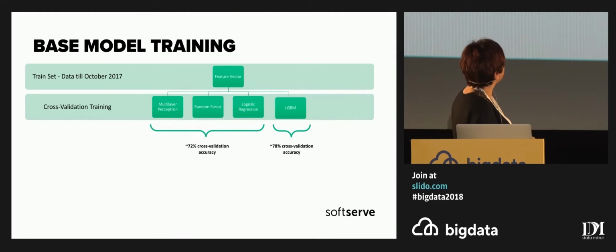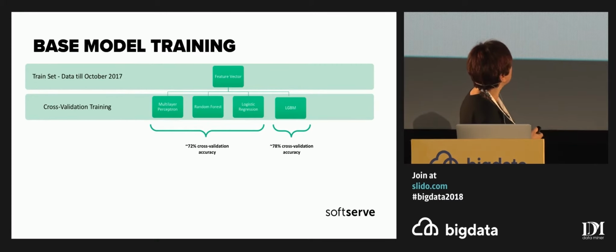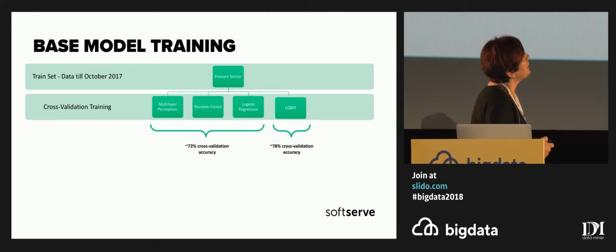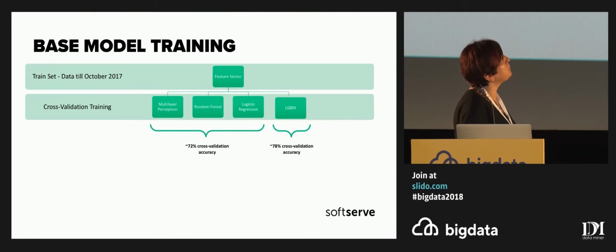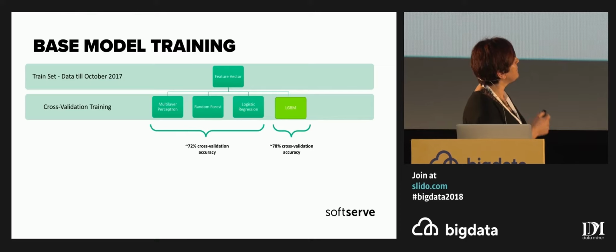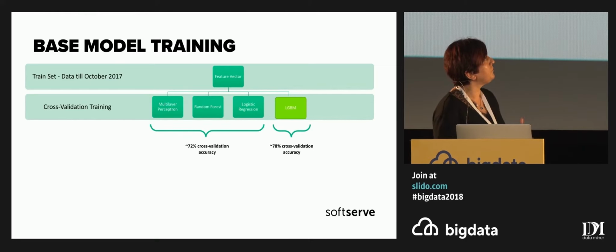They provide in the first approximation 72% accuracy on cross-validation, but when we tried a model based on gradient boosting trees, for which we use the LightGBM library from Microsoft, it provides in the first approximation an accuracy of 78%. So we decided to start working with this particular model in our further research.